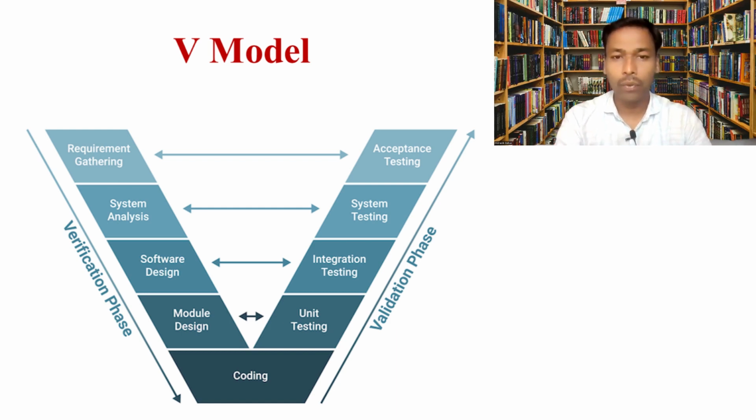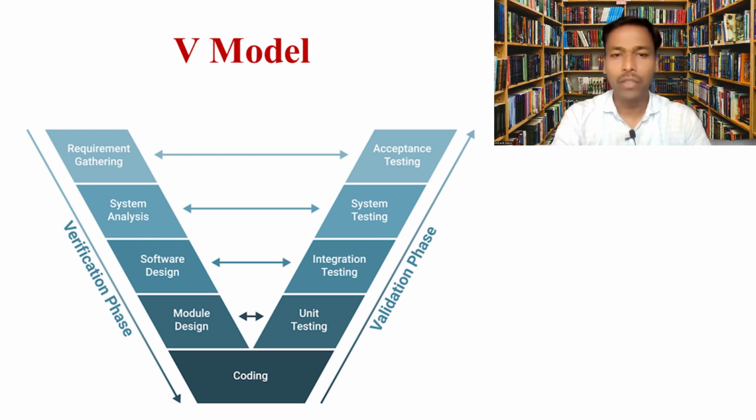So the V model provides a means of testing the software at each stage in the reverse manner. That is the main theme behind the V model. We should discuss this using the diagram.